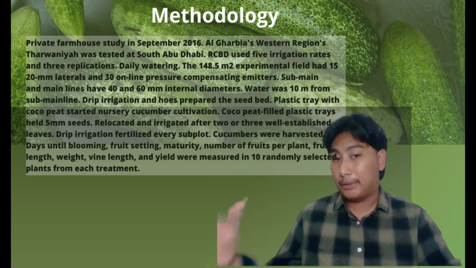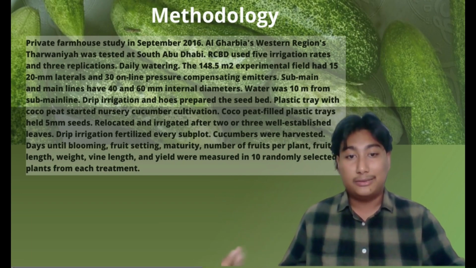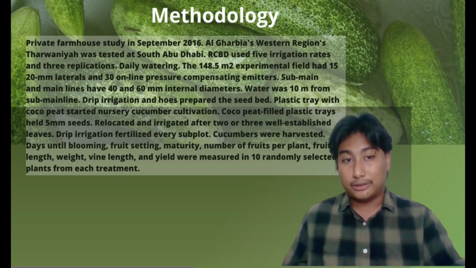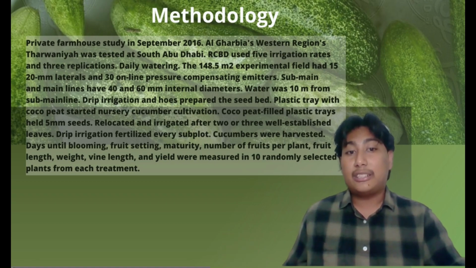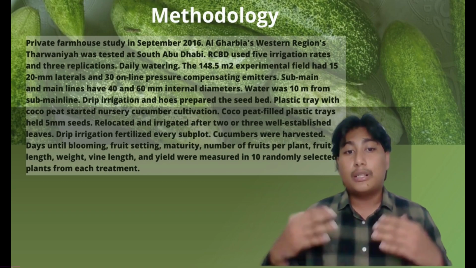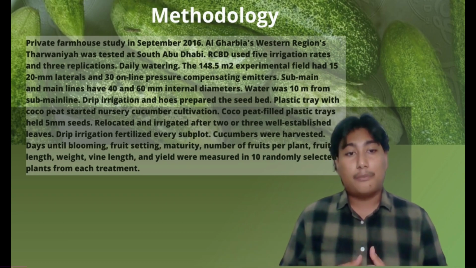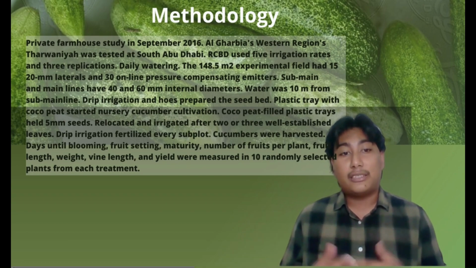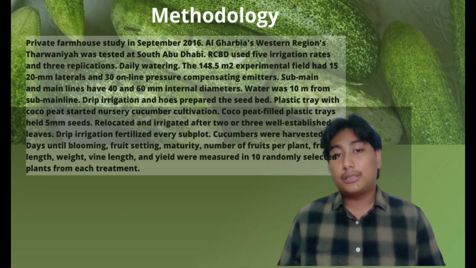The 148.5 square meter experimental field had 15-20 mm laterals and 30 online pressure compensating emitters. The submain and main lines have 40 and 60 mm internal diameters. Water was 10 meters from the submain line, and the drip irrigation and hose prepared the seed bed. Plastic tray nursery cucumber cultivation: plastic trays filled with cocopeat held the seeds, and they were relocated and irrigated after 2 or 3 well-established leaves. Drip irrigation fertilized every subplot.